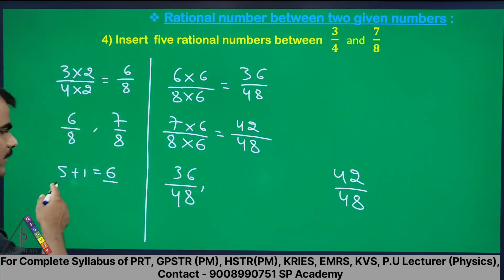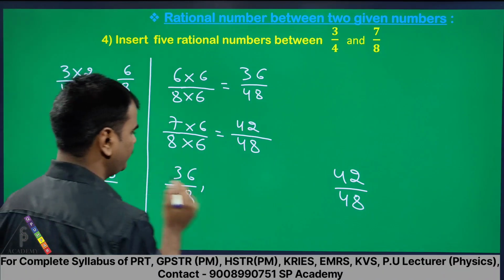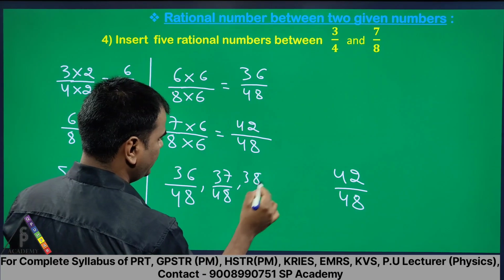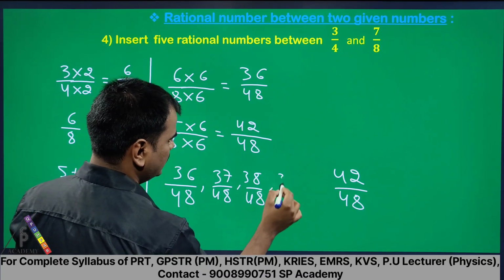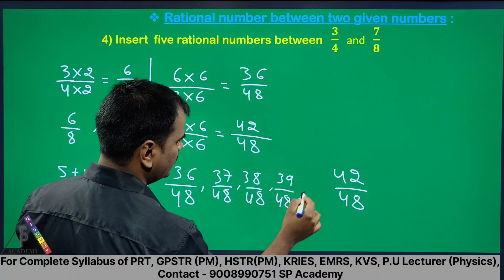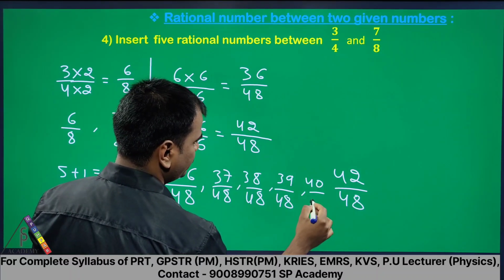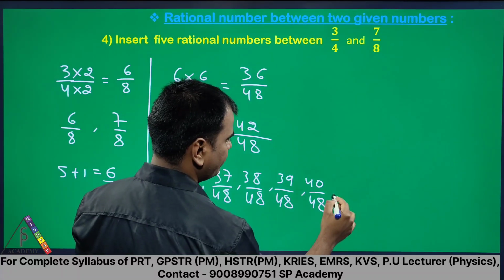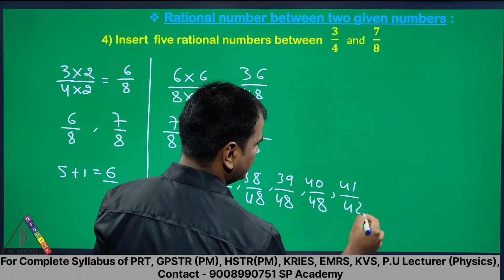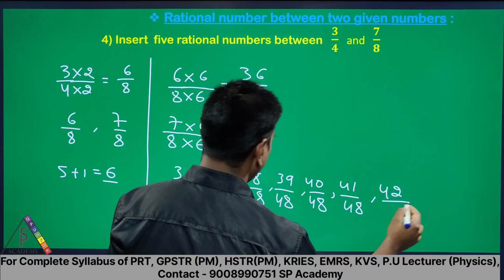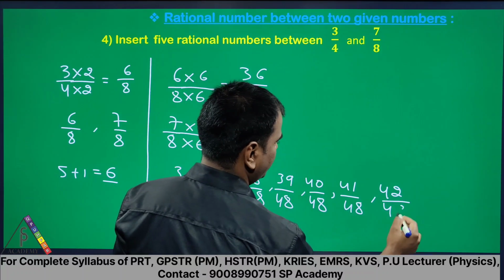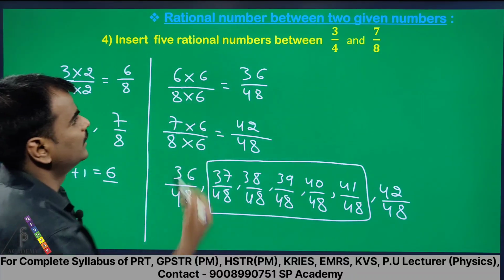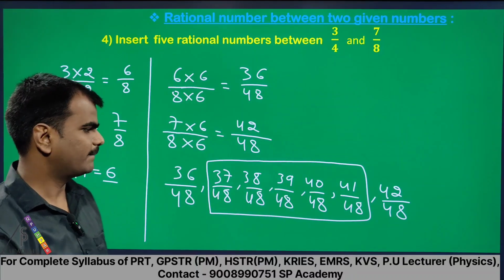Therefore we will add plus 1 to the 5 numbers: 37 by 48, 38 by 48, 39 by 48, 40 by 48, 41 by 48, and 42 by 48. Therefore these are all the 5 rational numbers between 3 by 4 and 7 by 8.